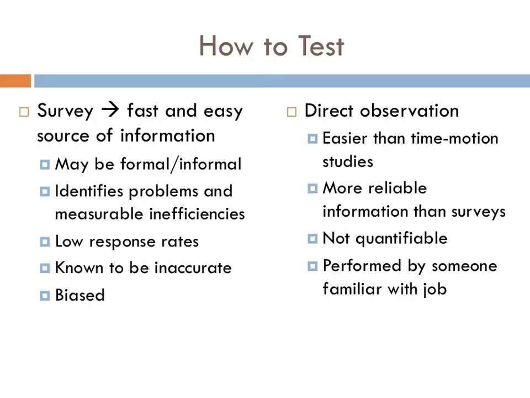So for workflow analysis, how do you test? Usually you can use a survey or direct observation. A survey is fast and easy, and it can be informal or formal, meaning online or paper surveys. It identifies any perceived problems and the measurable inefficiencies. However, it usually has a low response rate, usually as low as 25 to 30%. It is known to be inaccurate, meaning what workers say they do is often not what they really do.